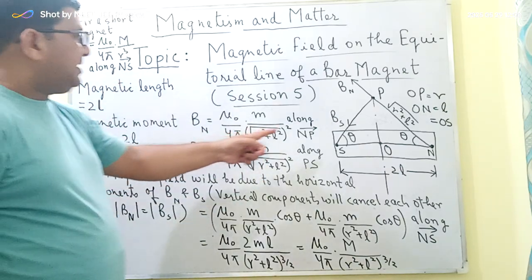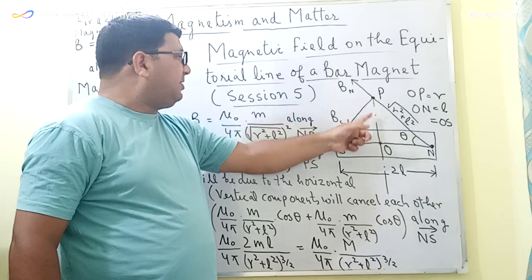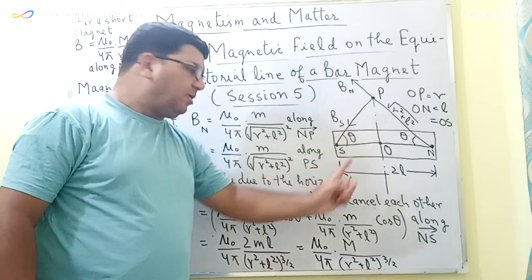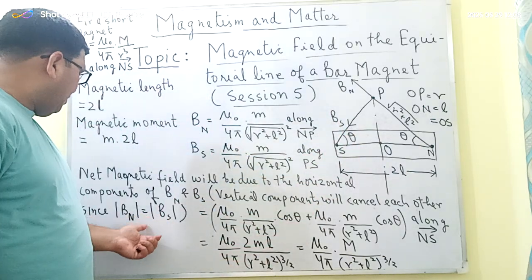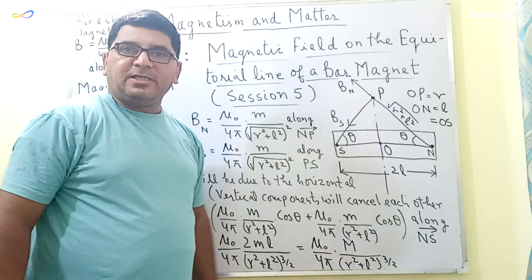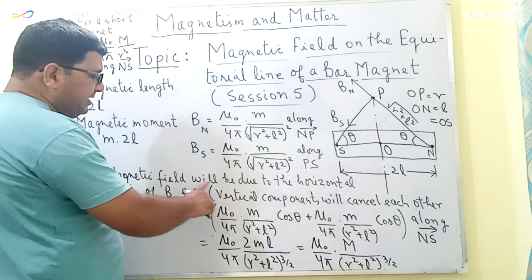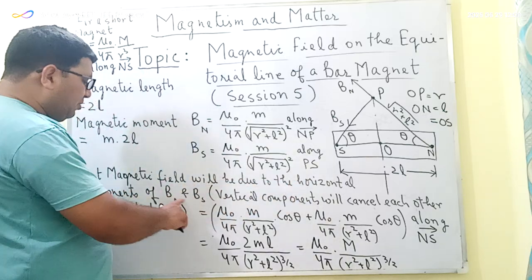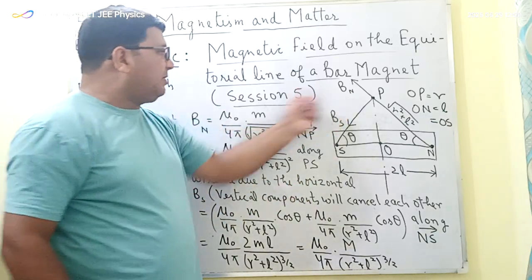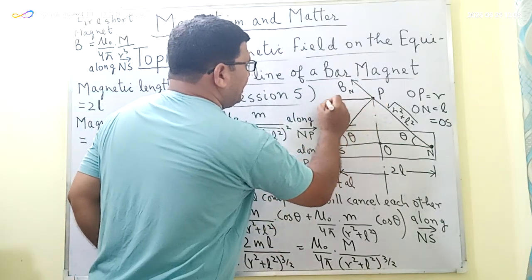So here in this case, as we can see, the vertical components of the magnetic field due to the north pole and the south pole will get cancelled out, because the magnitudes of the magnetic field due to the north pole and the south pole are equal. So the vertical component will get cancelled out, and the net magnetic field will be due to the horizontal components of Bn and Bs, and the horizontal components of both these two magnetic fields will be directed in this direction.